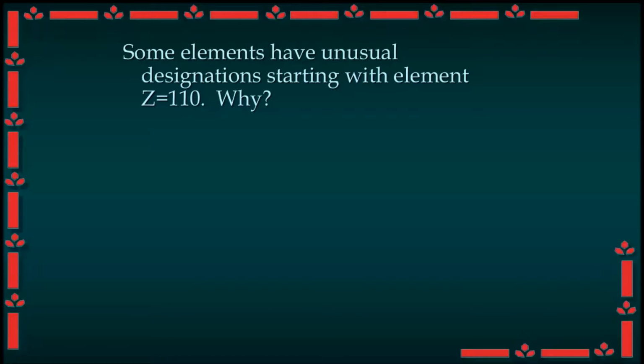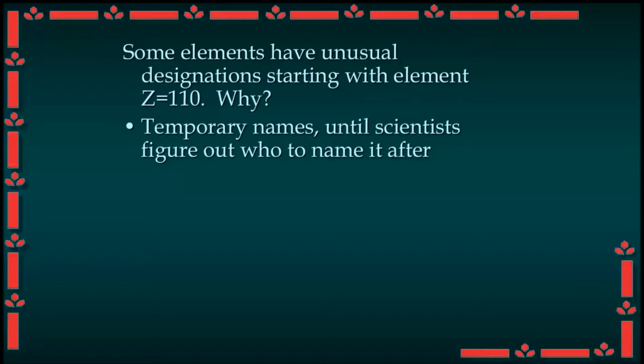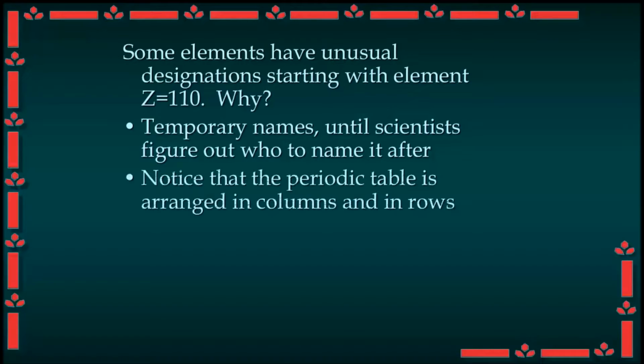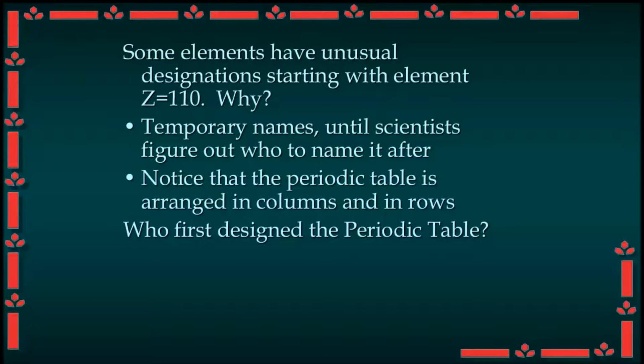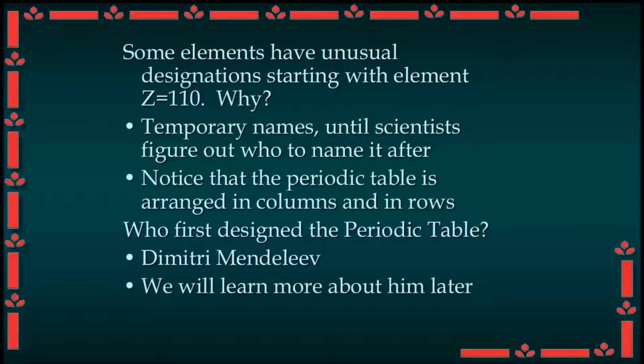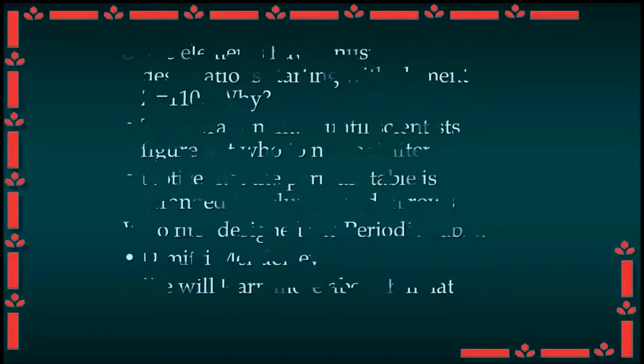Some elements have unusual designations, like they have numbers or really unusual names, like unaldecium. Well, that's just a temporary name. The IUPAC is still fighting over who it should be named after. Notice the periodic table is arranged in columns and rows. Who first designed the periodic table? Dmitri Mendeleev. And we'll learn more about him, thanks to Hank Green, later on.